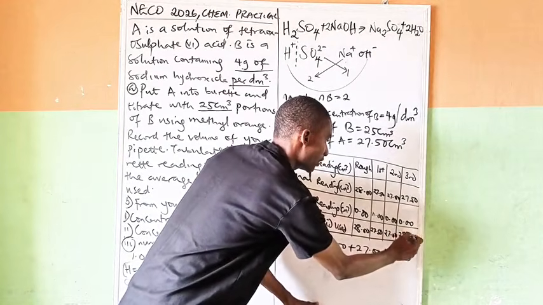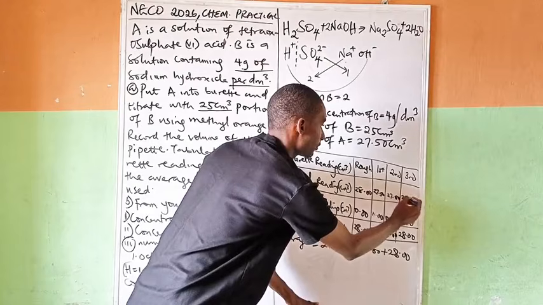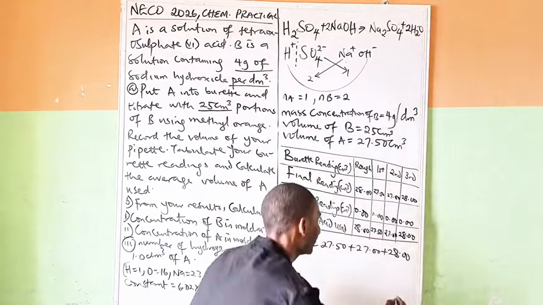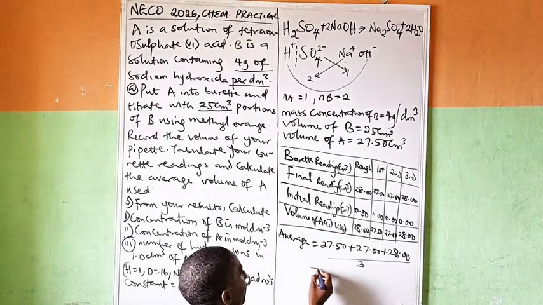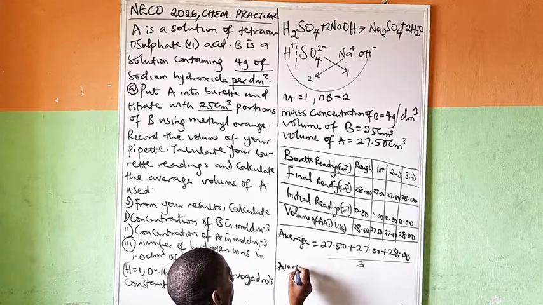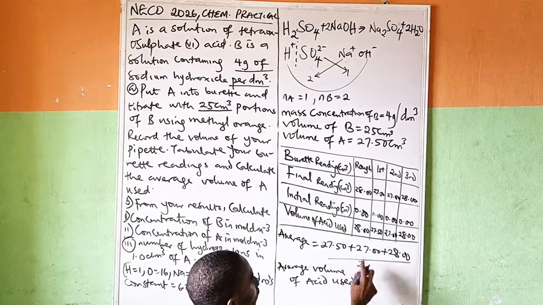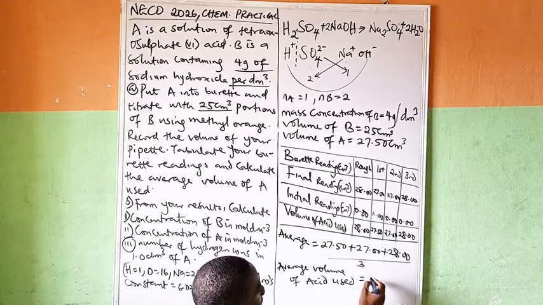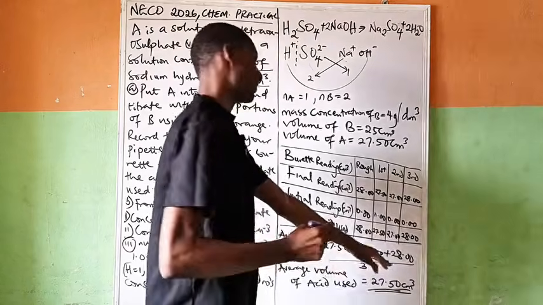Yes, 28.00. And then here is 28.00. So by the time I have this and I divide it by 3, my average volume of acid used, if you add all of this and divide by 3, your answer is going to be 27.50 cm cube. All right, so that is my table.